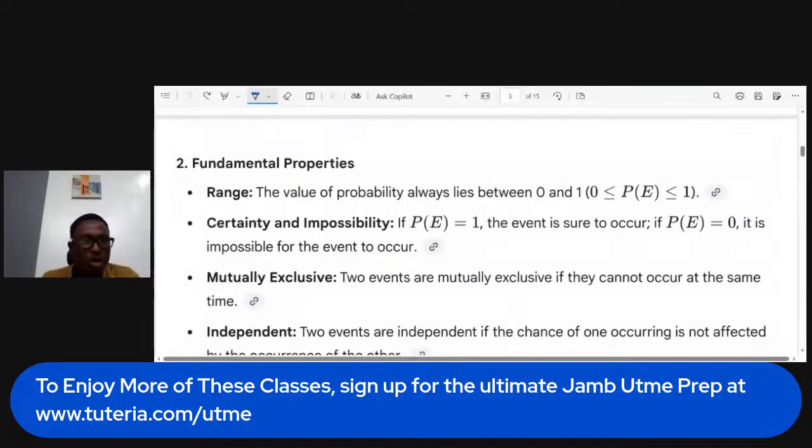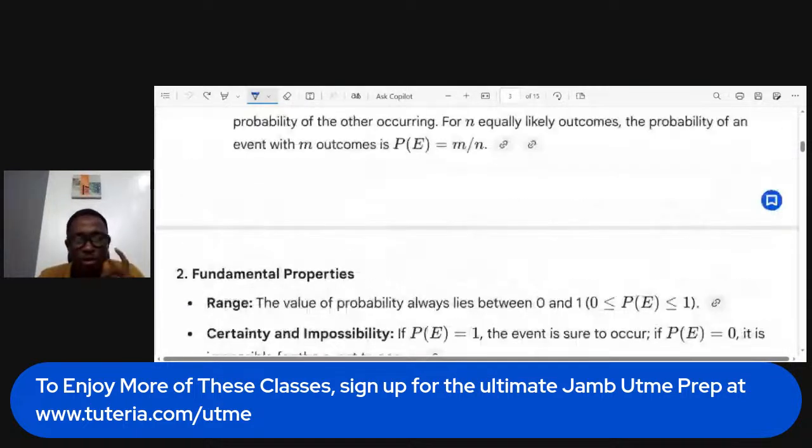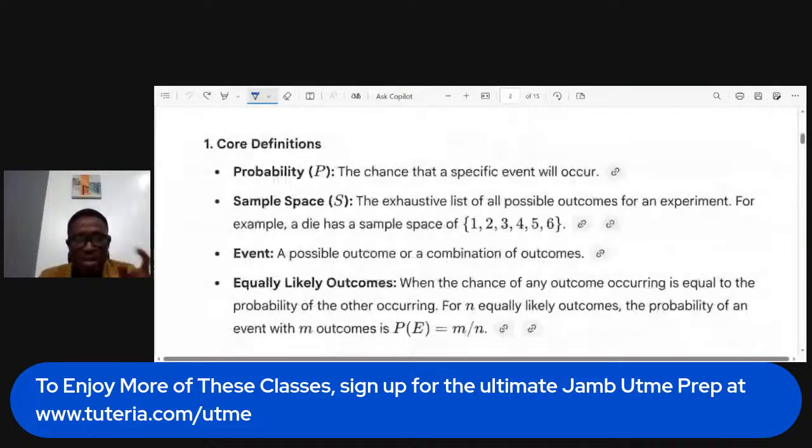Why is it so? Because if you want to calculate the probability of any outcome, for instance, let's still use a die. What's the probability of obtaining an even number when you throw a die up once? The total possible outcomes of throwing a die once is what? 6. That is 1, 2, 3, 4, 5, and 6. So you can either get 1 or 2 or 3 or 5 or what? Or 6. That makes the total possible outcomes 6.